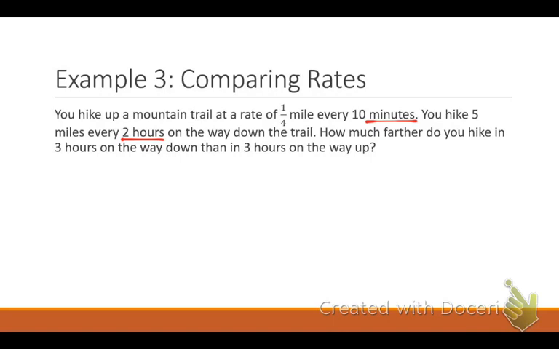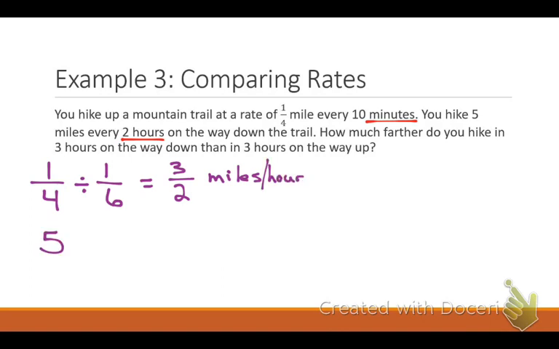So how much of an hour, your book goes up to hours. How much of an hour is 10 minutes? 1/6, right? Because there's 60 minutes in an hour. So here's what I do. I go 1/4 divided by 1/6. I write my ratio, okay, of miles to hours. And 10 minutes is 1/6 of an hour. Well, if I'm dividing the fraction, what do I do? Keep, flip, change. Okay. And so then I get 3/2. So basically I'm going 1.5 miles per hour on the way up.